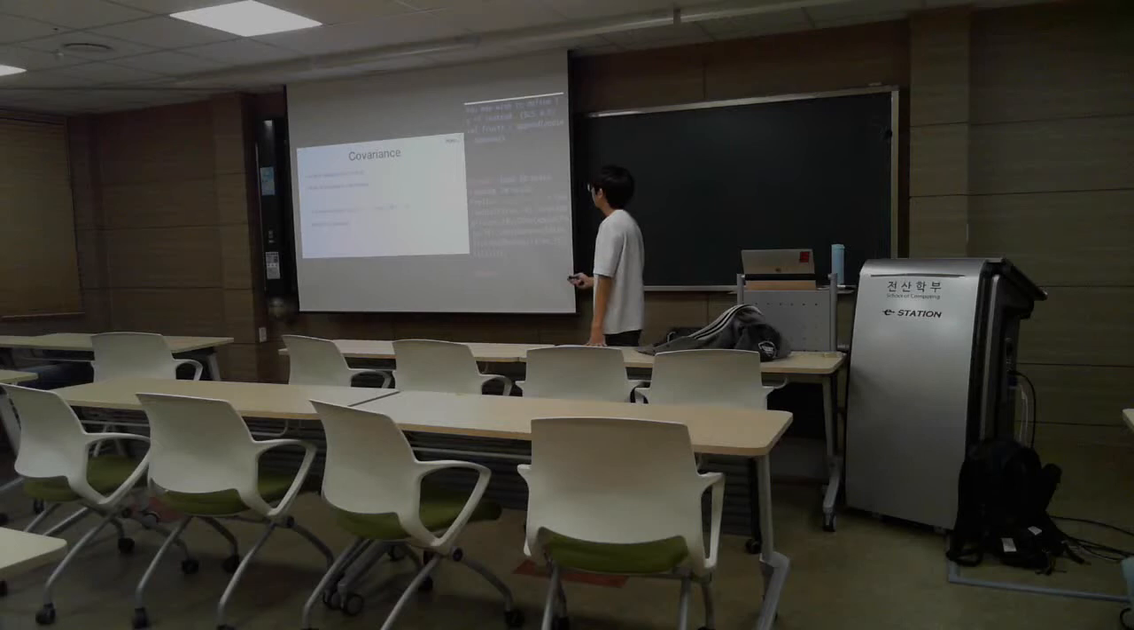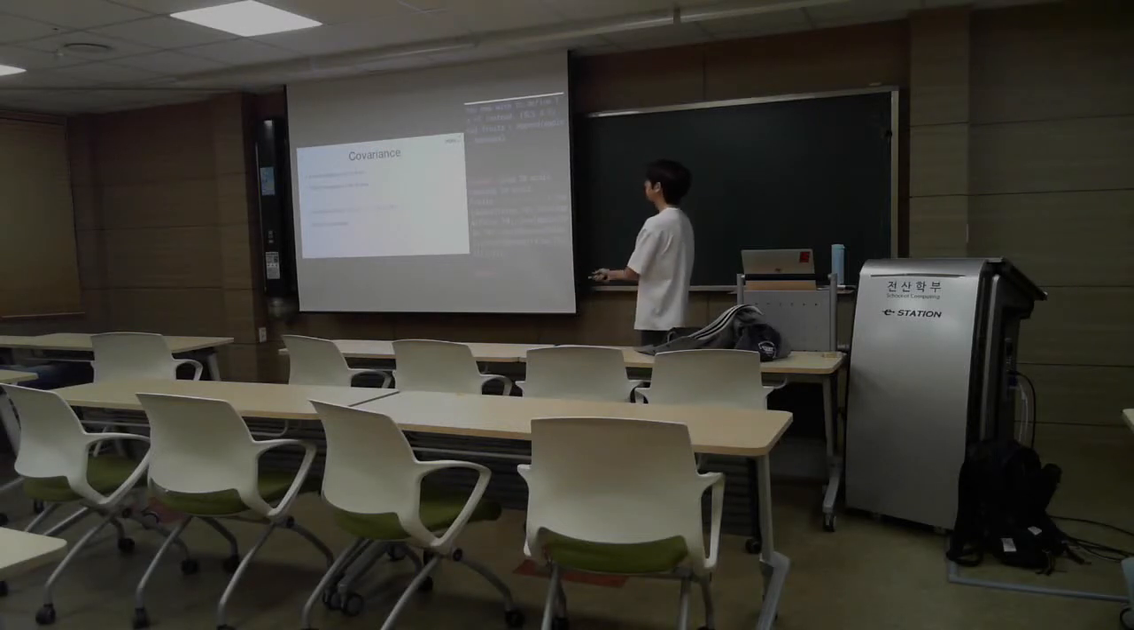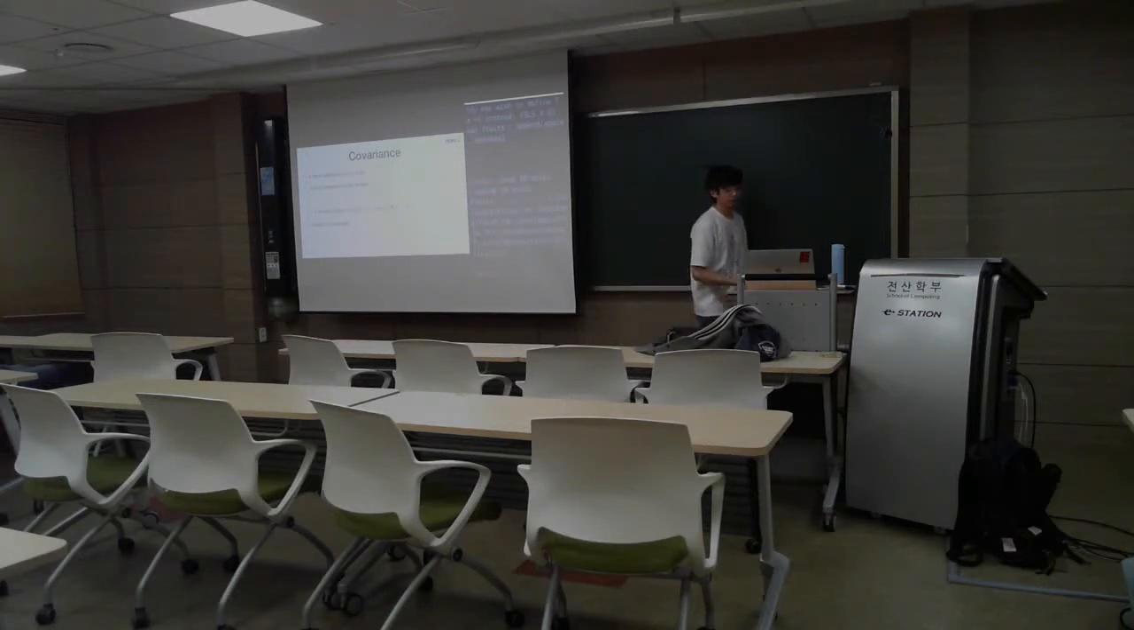So maybe it is more intuitive that list T is a subtype of list S if and only if T is a subtype of S. So it follows the subtype relation of the type parameters. We call this property covariance. If this property is satisfied, then we say that list is covariant to its type parameter.